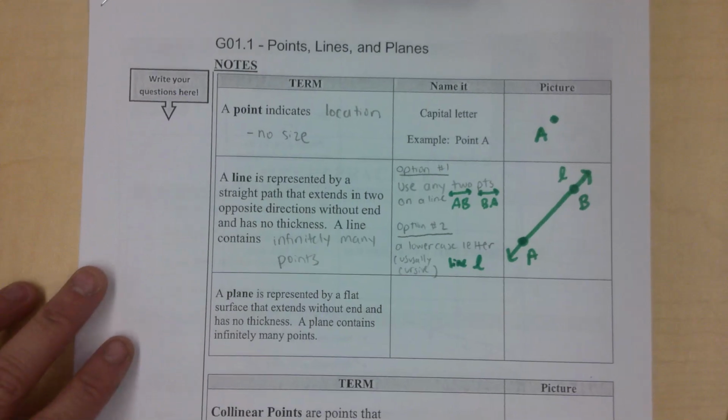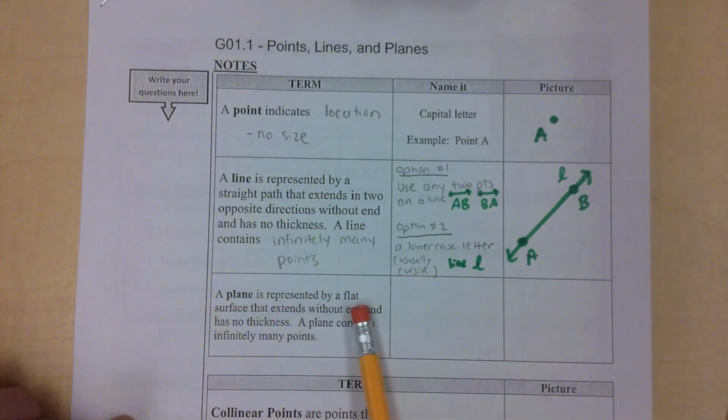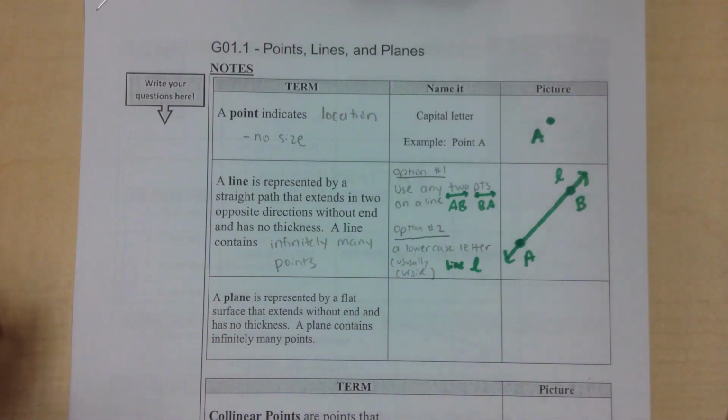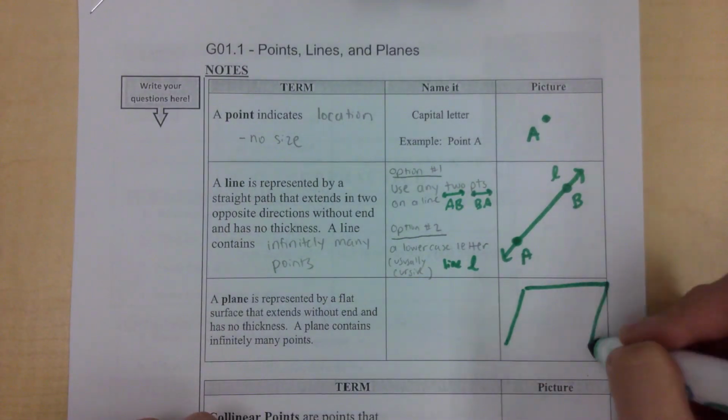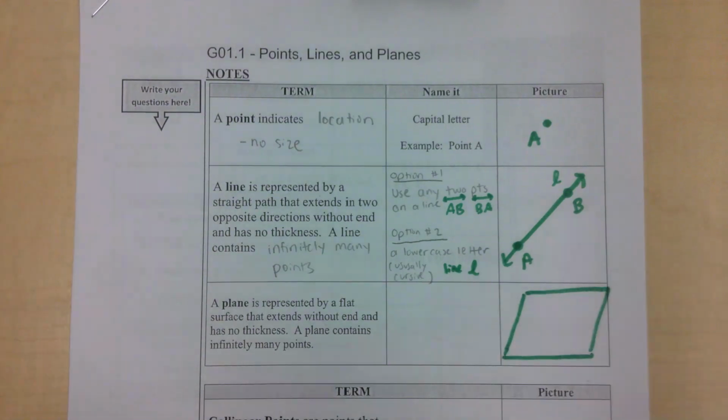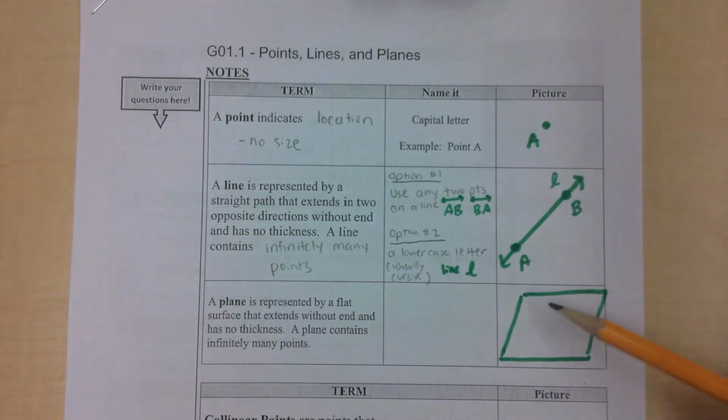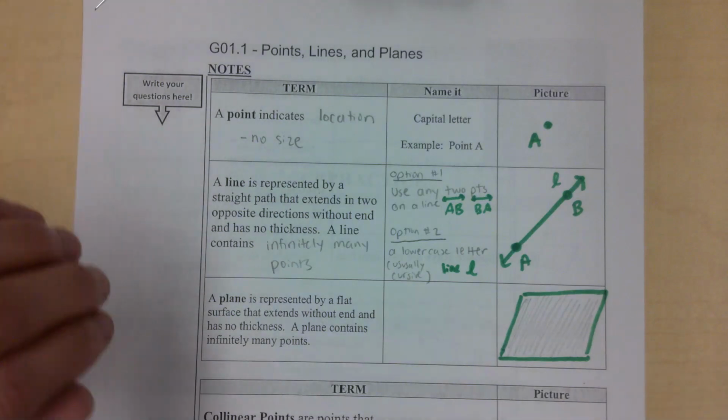All right, and then finally we have a plane. A plane is represented by a flat surface that extends without end and has no thickness. A plane contains infinitely many points. So if you want to think of a plane visually, think of a piece of paper. But this piece of paper goes on forever, right? So I'm going to draw this plane. It looks like it has ends, but in actuality, this plane will keep going forever. We're just drawing it like this so you can see it in space, right?